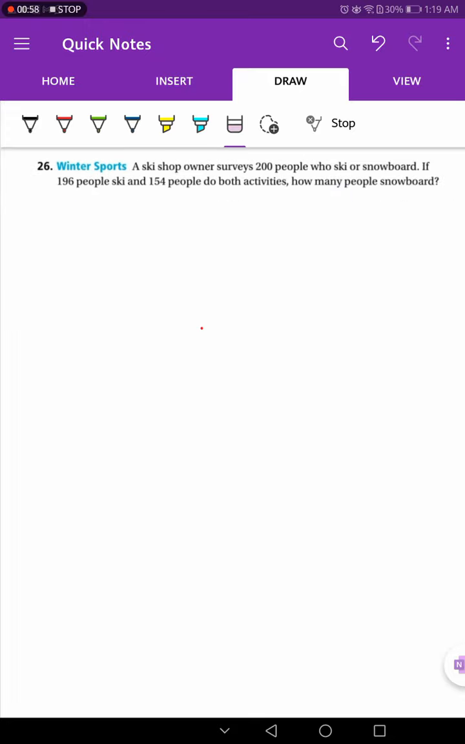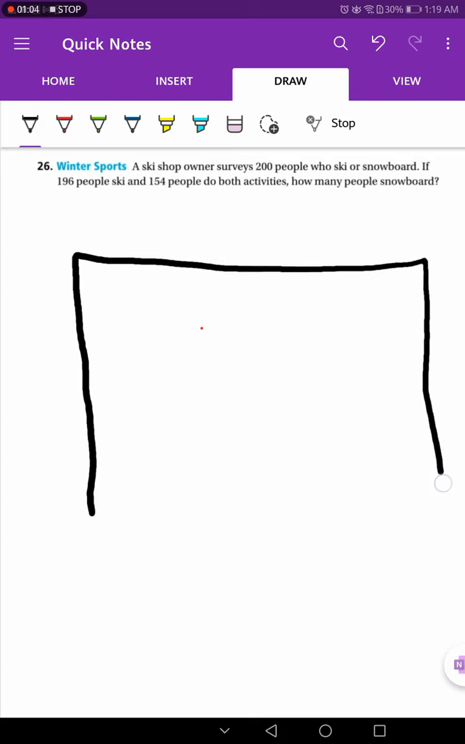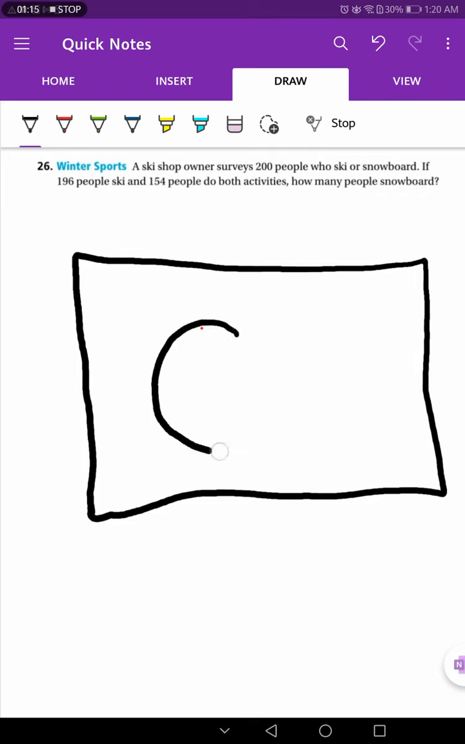Okay, in this kind of question, directly, don't think, go and call Mr. Venn and ask him, may I use your diagram? So I have to draw like this directly without thinking.